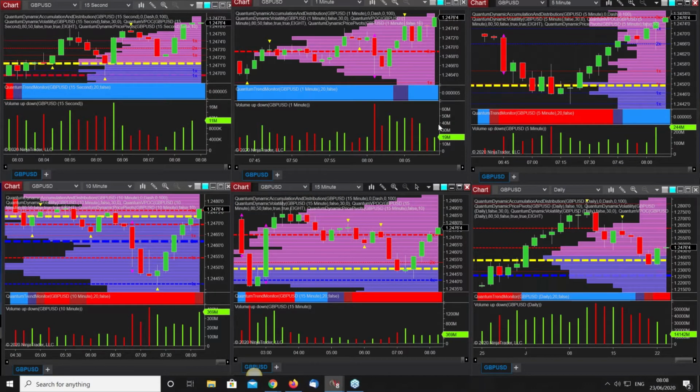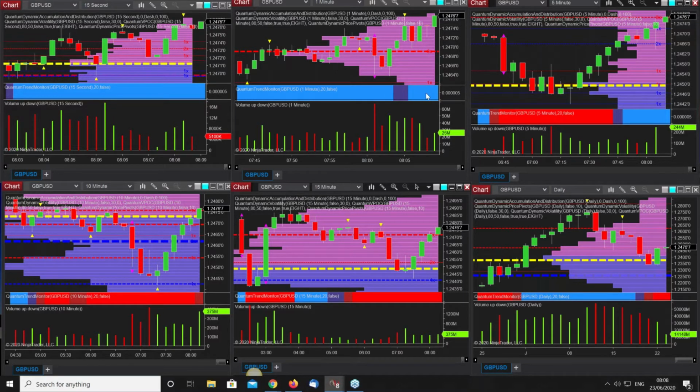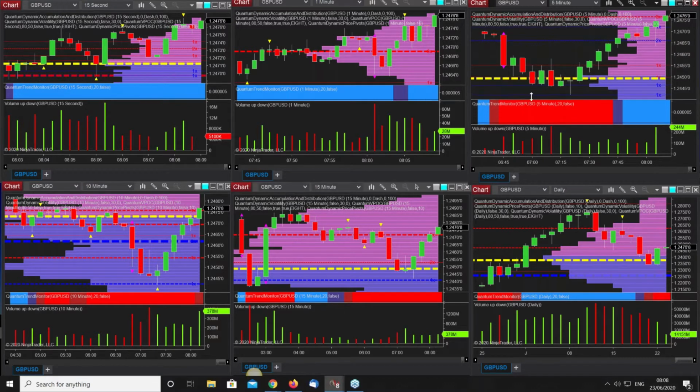And then of course, you're looking at the volume profile that's developing. You're looking at the indicators. We've got the trend monitor here. You can see it's bright blue on 15. We had a little bit of a hiccup here, went into darker blue, but it's come out the other side again. So it's just confirming on the minute chart that we are in a bullish trend.